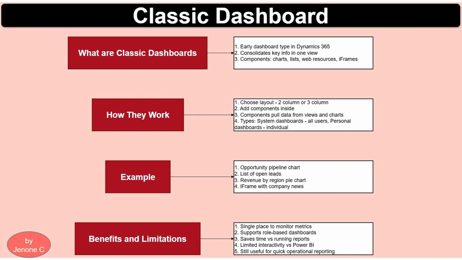Another limitation of a classic dashboard is that they show the required data in a single consolidated view, but the filtering options are very limited. You can filter the records using the view components only, but other than that we don't have any global filter or timeline filter for the classic dashboards.